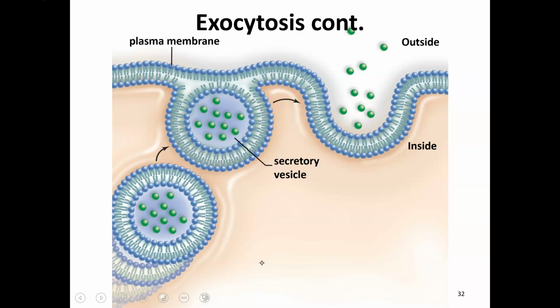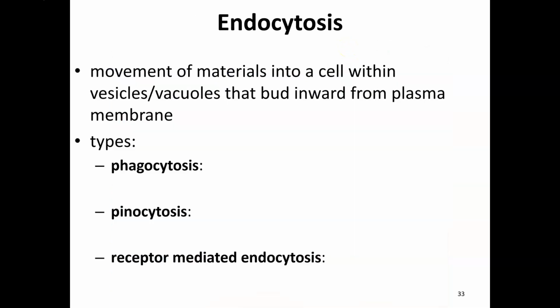So let's look at what it looks like. And I used green blobby things without even looking at the picture, and there are green blobby things here too. So you have this plasma membrane here, and then you have this vesicle that is moving up to the plasma membrane. The vesicle is composed of phospholipid bilayer, so it just opens up and becomes part of the plasma membrane. Those materials are released out of the cell. That's exocytosis. So endocytosis is then the opposite.